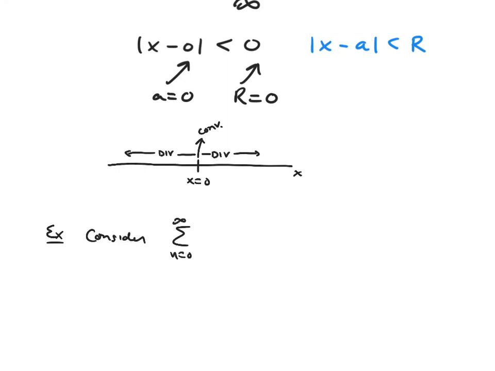Consider the series, the sum from n equals 0 to infinity of (-1)^n x^(2n) over (2n) factorial. Okay, so let's hammer this the same way. We've got the ratio test on board.